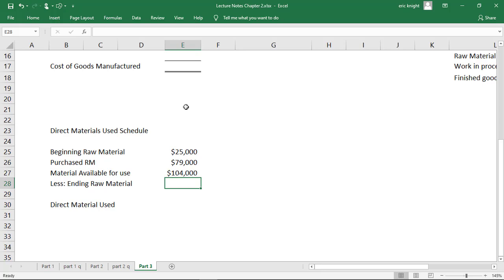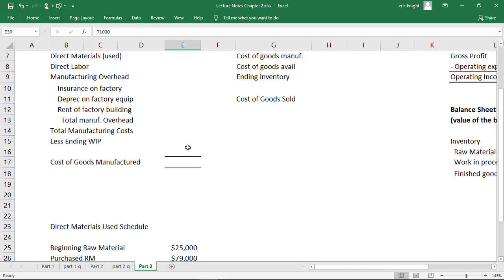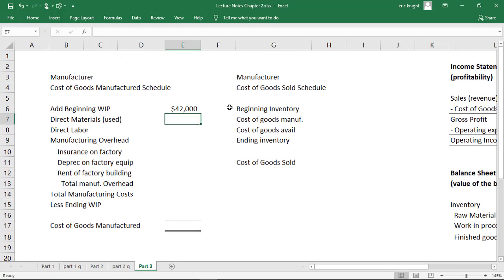If you ever get those number signs, that means you need to stretch your column out. The ending raw material is $33,000, so that means our direct material used is $71,000. I know I'm going fast, but I think you can follow along or pause it. Then that number comes up as the direct material used, $71,000. Now our direct labor, which is provided in the information, is $84,000.